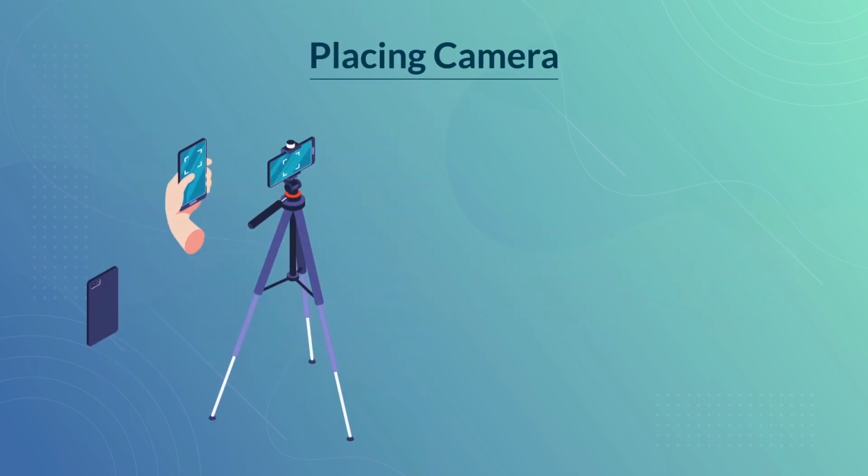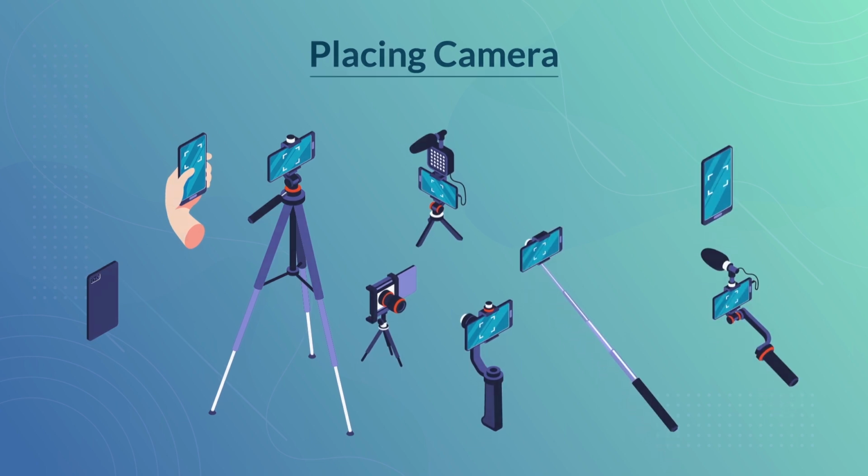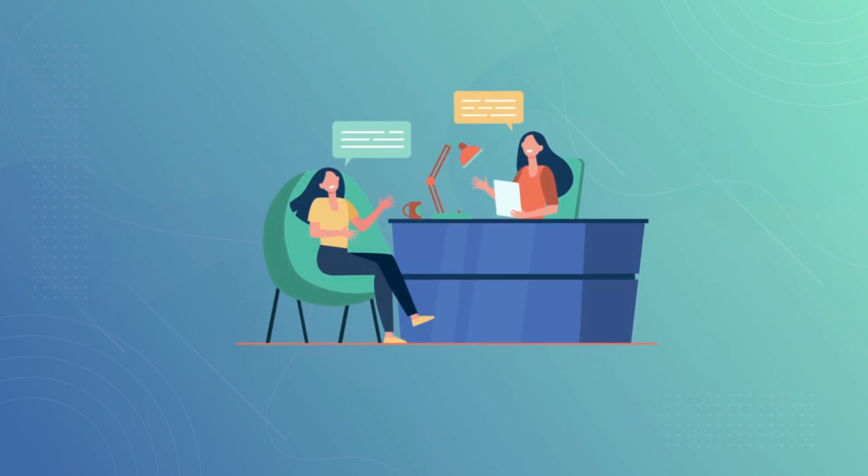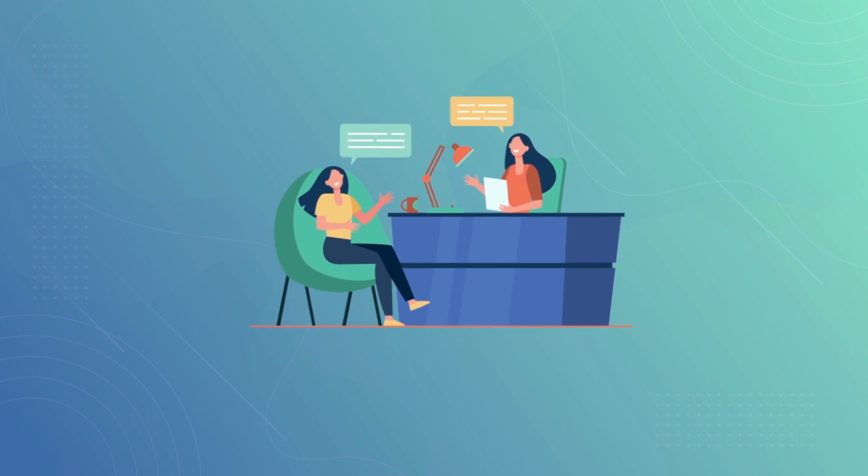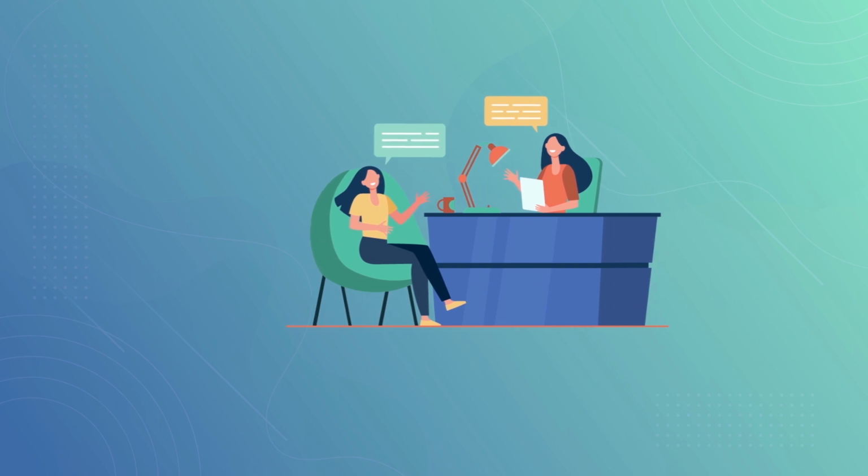Placing cameras. Example of a camera setup. The first step is to decide where you want to put your subject. We're going to presume that the interviewer will never appear on camera in this situation.